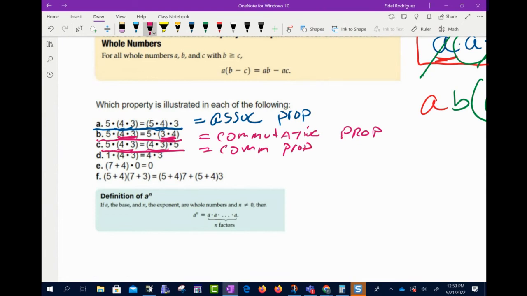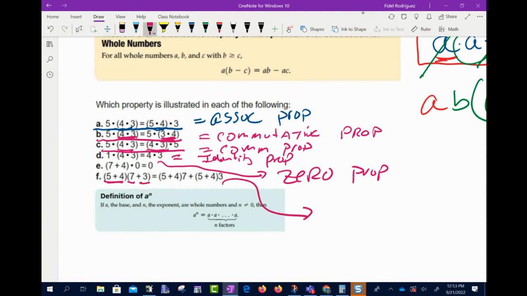Okay, now part D says 1 times 4 plus 3 equals 4 times 3. That's the identity property, okay? Because we're multiplying by 1, okay? And in part E, I'm going to write it over here because I'm running out of room. That's my 0 property, right? Because we know that when we multiply by 0, we get 0. And for part F, notice what we're doing. We're taking this guy times that, and then this guy times that. That's my distributive property.